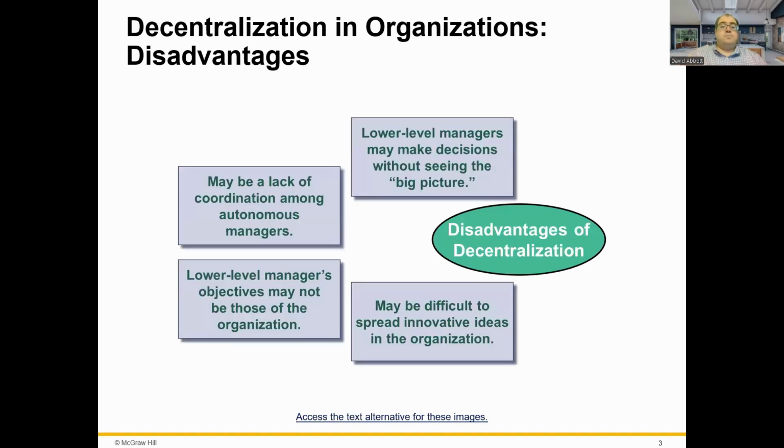Now, some of the disadvantages of decentralization are that lower level managers might make decisions without fully understanding the big picture of the organization. So the upper level managers are thinking more about the big picture, whereas the lower level managers may not be so keyed into that. There may be a lack of coordination among autonomous managers because one manager might do one thing in one location, another might do something in another location.